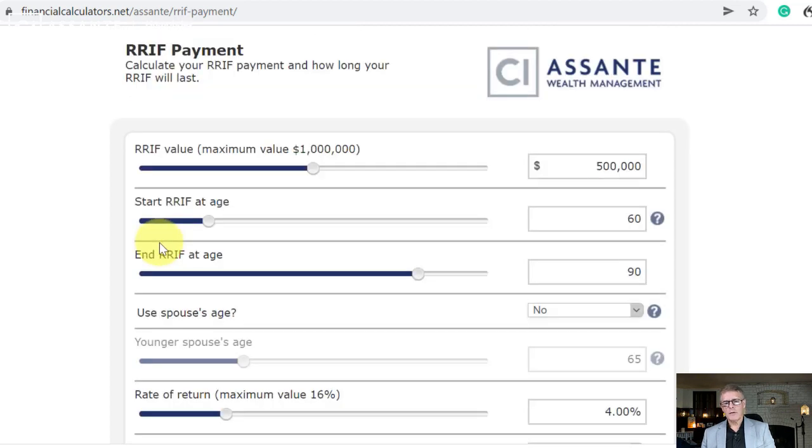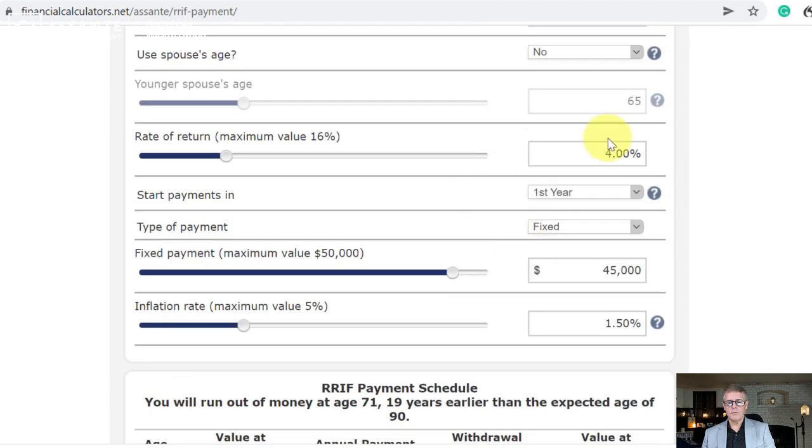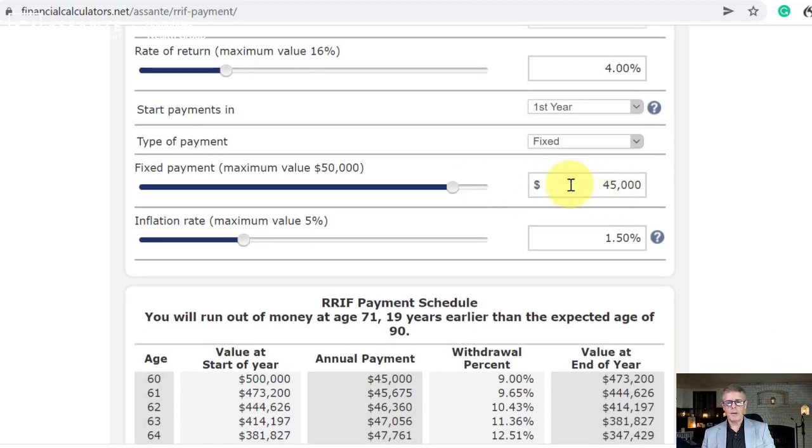Okay, let's take a look at another assumption. So this assumption is somebody who's going to take more income every year and will take it earlier. So in this assumption, we're going to use age 60, and we'll leave the end date at age 90. And we're going to assume 4% returns again on the portfolio. And we're going to take income right away. So we're going to set up the RRIF account at age 60. And we're going to use a payment of $45,000 per year from the account. So we're going to go from $28,000 to $45,000.